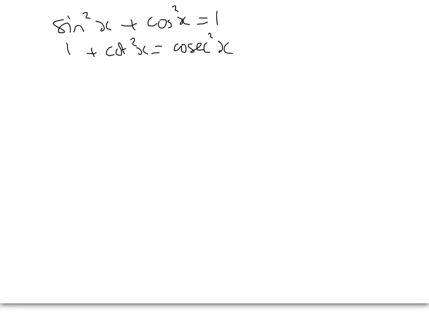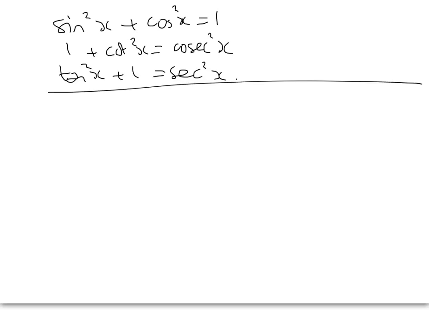So, a summary now. I'm going to go fast and hopefully you will be able to catch up. We've got 3 Pythagorean identities. Sine squared plus cos squared is 1. If we divide everything by sine squared, we get 1 plus cot squared is cosec squared. And if we divide everything instead by cos squared, then we get tan squared x plus 1 equals sec squared x. You do need to know the proofs.